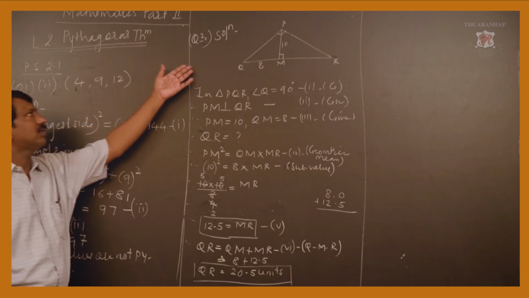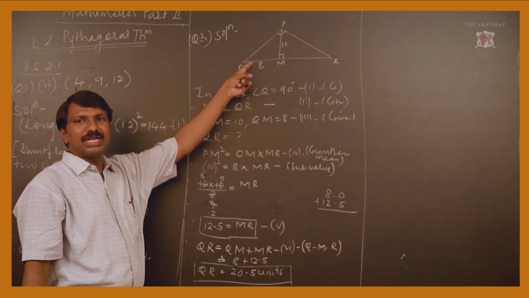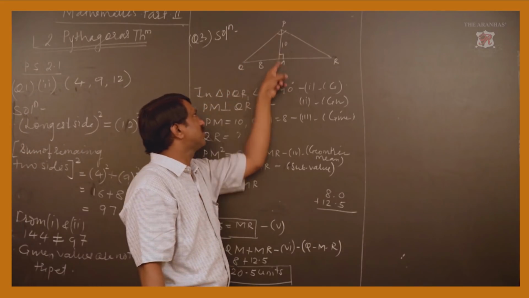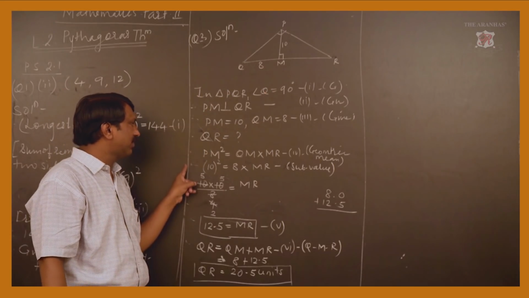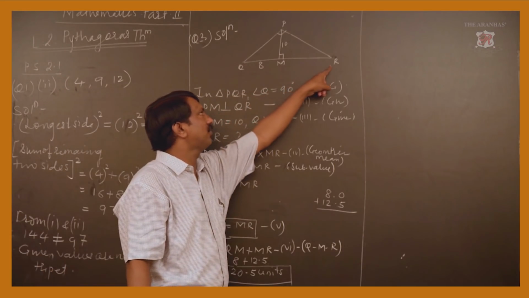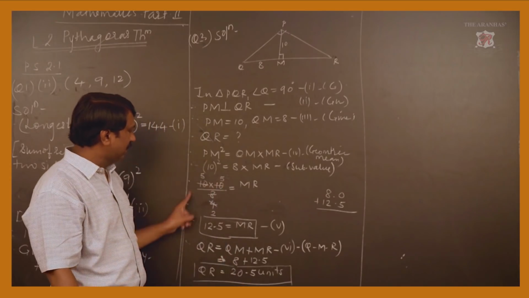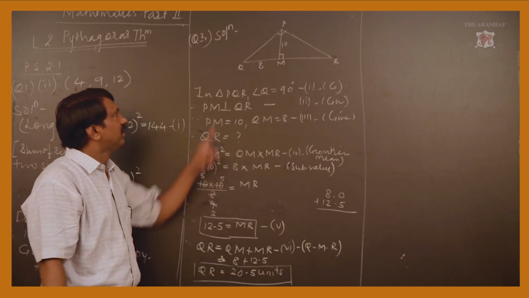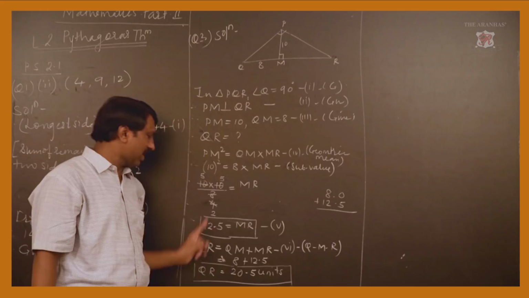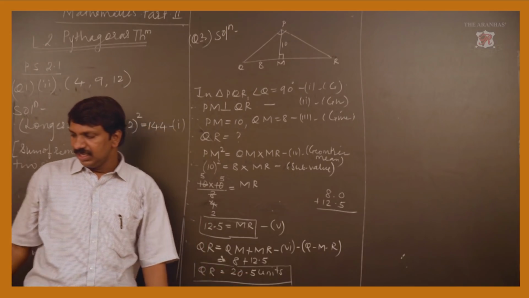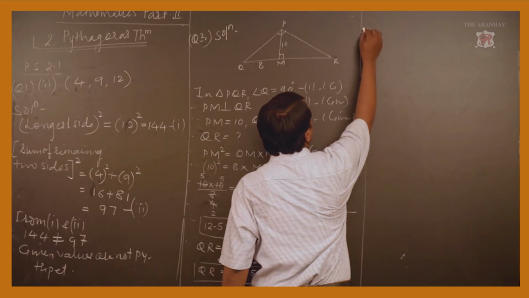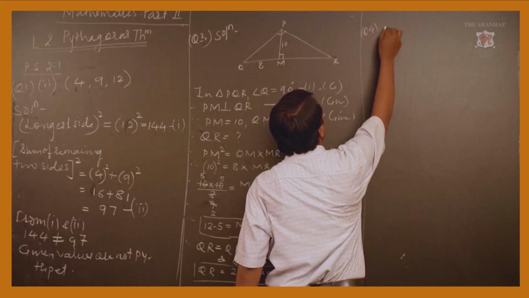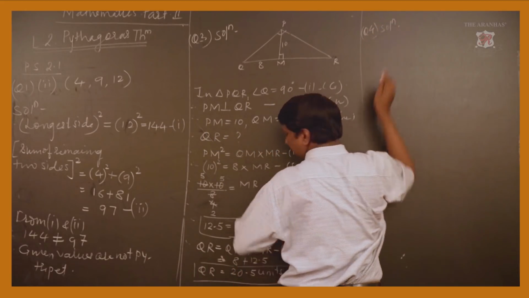And second, question number 3: a right angle triangle was given, and an altitude is constructed from vertex P to QR. With the help of betweenness, first we find the value of MR, which is 12.5. After getting MR, with the help of betweenness, we find the value of segment QR. Then later we will see question number 4.